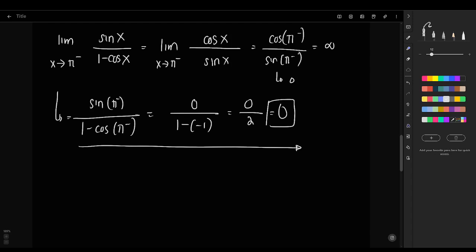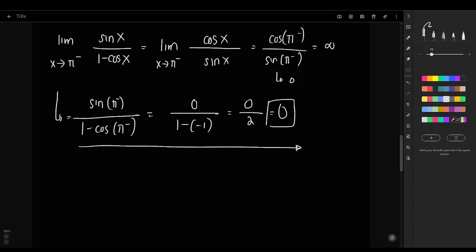Okay. So that's maybe the disadvantage of this. But at least you have more methods that you could use, the more chances that you could get a real determinate value of the indeterminate forms, right?